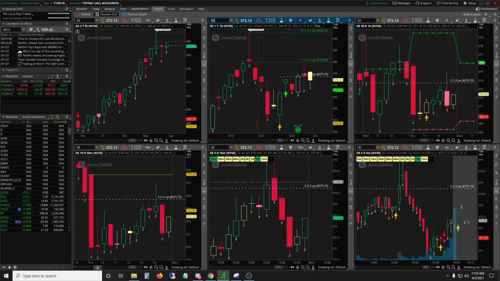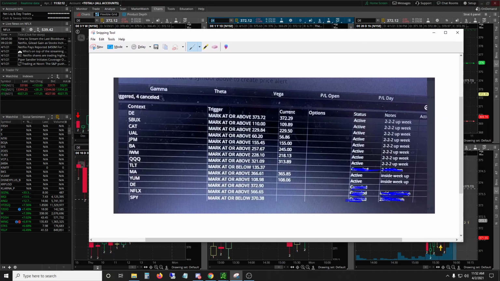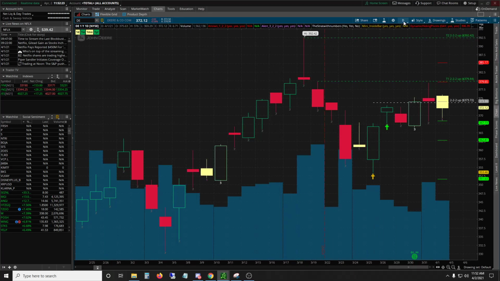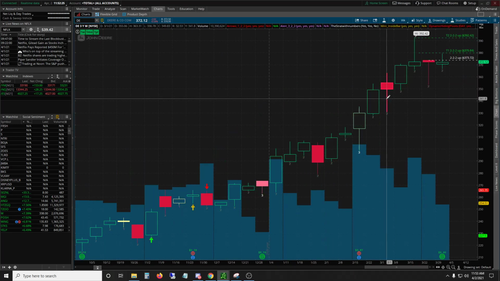So DE, I had a 2-2-2 up week. So here's my weekly. We had a 2 up, followed by a 2 down, followed by a 2 up. My entry was a break. Let me go over here so you can see it better. Go to the weekly chart. My entry was a break above the high of this previous week's candle. That would give me my 2-2-2 reversal.